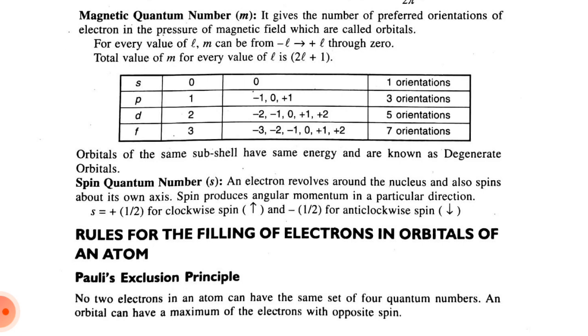Spin quantum number s. An electron revolves around the nucleus and also spins about its own axis. Spin produces angular momentum in a particular direction. s is equal to +1/2 for clockwise spin and −1/2 for anticlockwise spin.